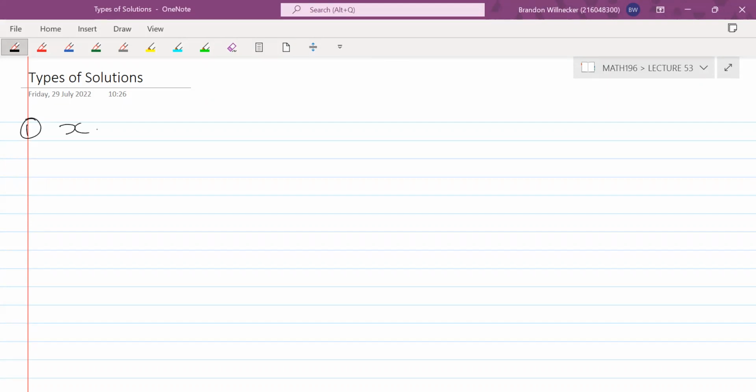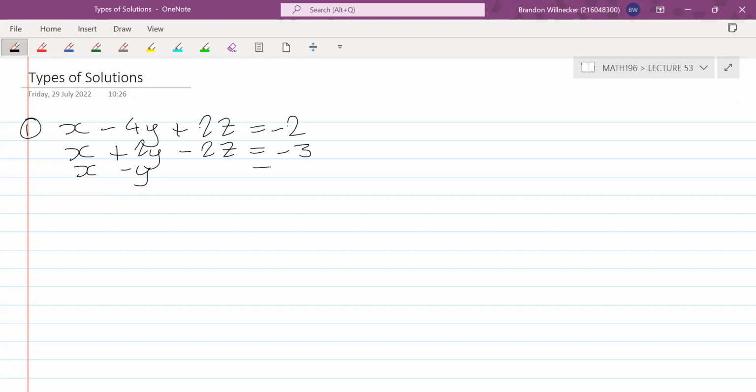So we've got x minus 4y plus 2z is equal to minus 2. x plus 2y minus 2z is equal to minus 3. And x minus y is equal to 4. Okay, so we want to determine what type of solution the system has. So we start by writing it as an augmented matrix.